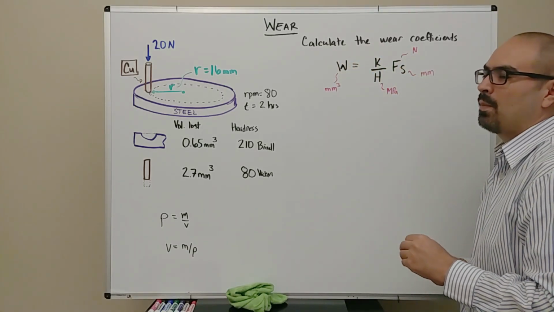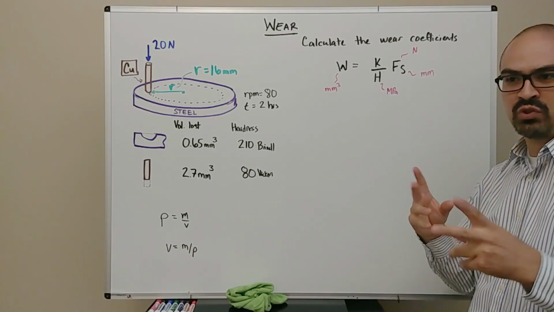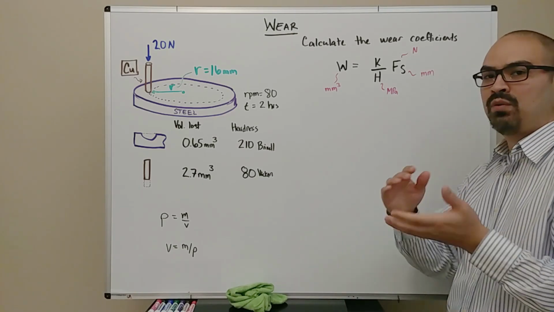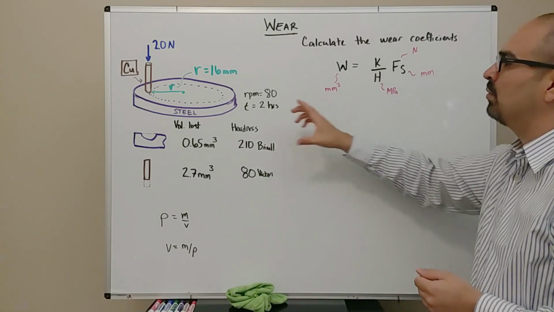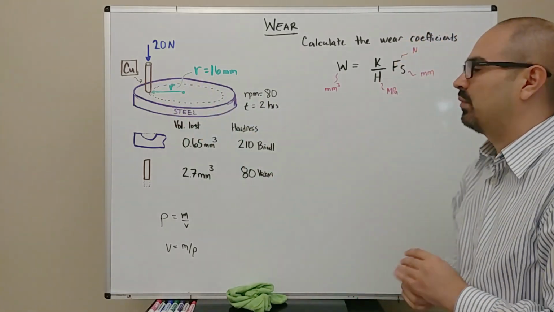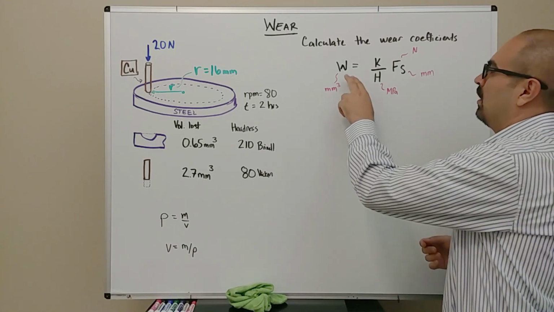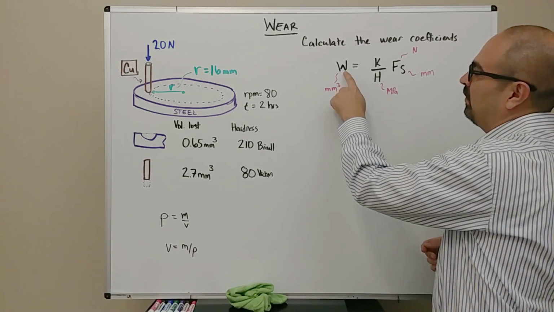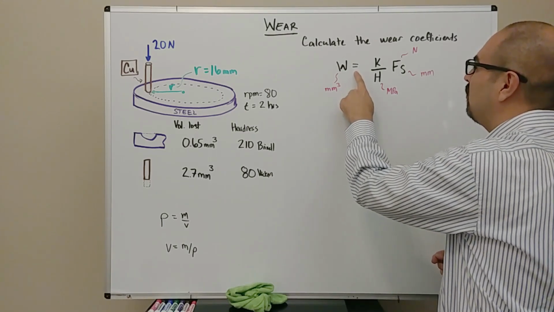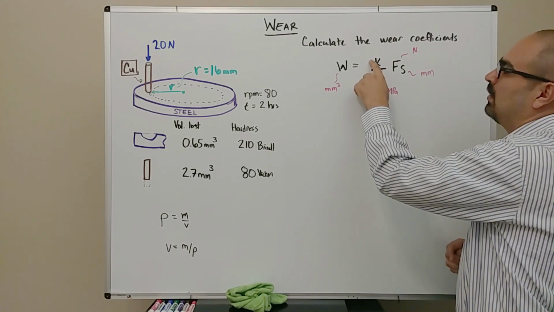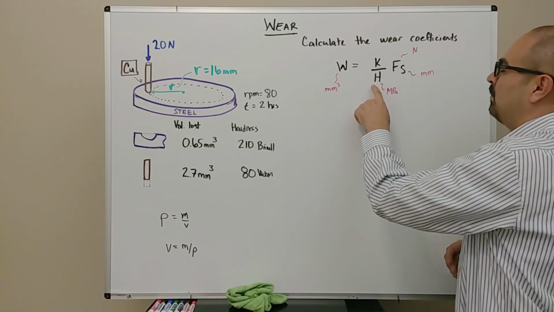For this, we're going to use one of the wear equations. Now in class, we covered two of the equations: one for when we know the pressure, and then another one for when we know the force being applied between the two objects. So the one we're going to use is this one, where the volume of the worn material, millimeters cubed, is equal to the wear coefficient of the material that we're interested in, divided by the hardness.